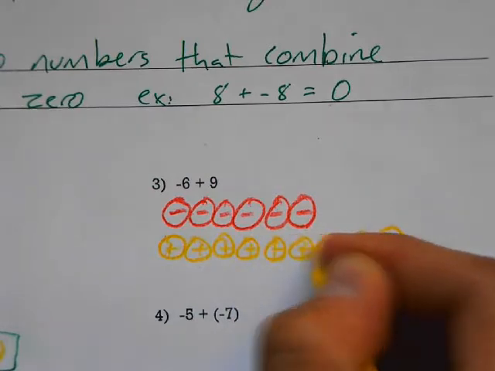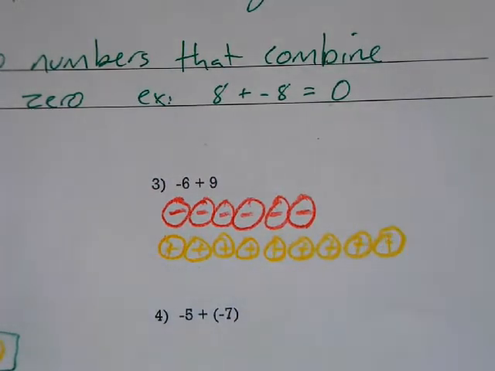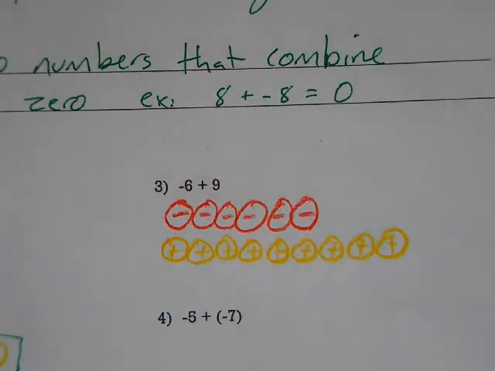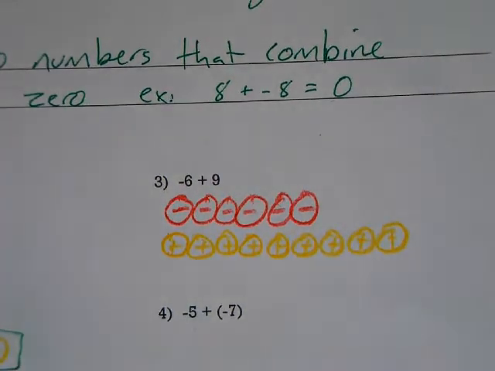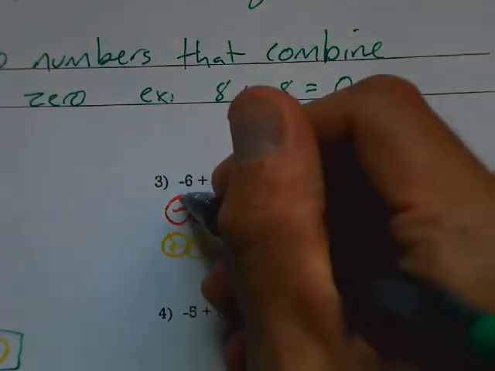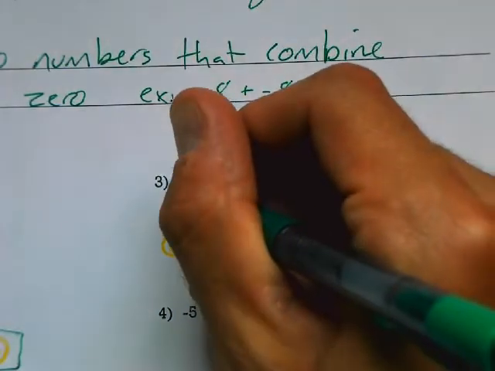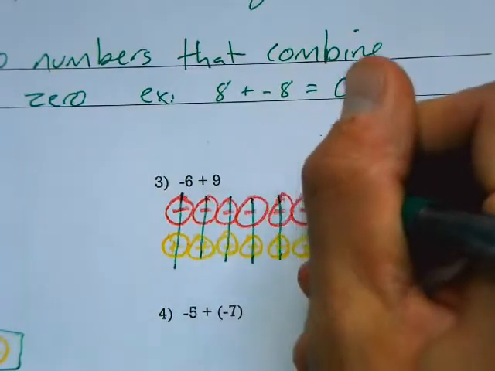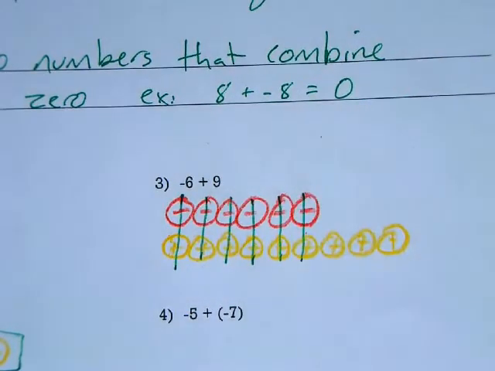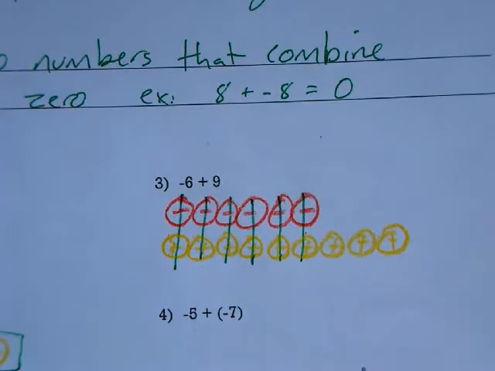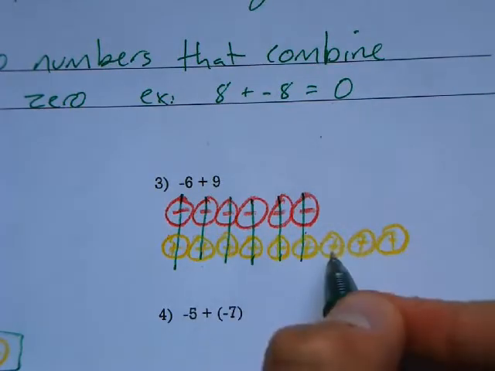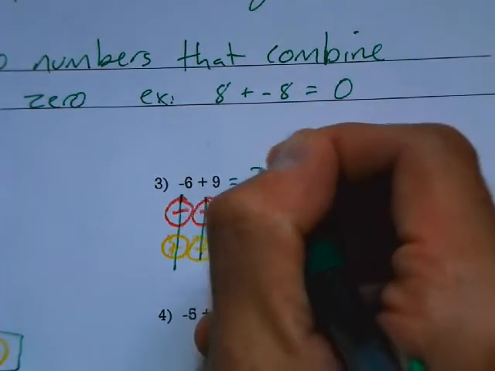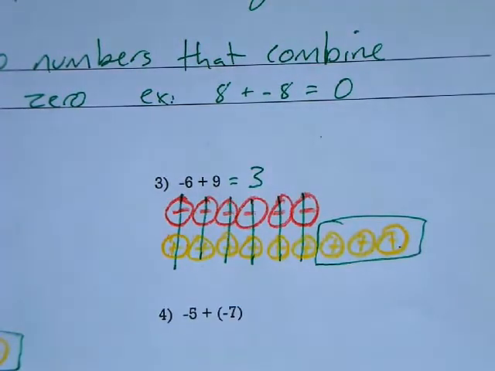If you didn't have colored pencils, you could do this just with a regular pencil, but it would not look as pretty. Okay, now that we've got our negative 6 and our positive 9, we're going to cancel out the zero pairs. Here's 1 zero pair. Here's a bunch more zero pairs. And maybe you're seeing a pattern here on how you could do this without drawing it, and that's great if you do. What we have left are 3 positives, so our sum is 3.